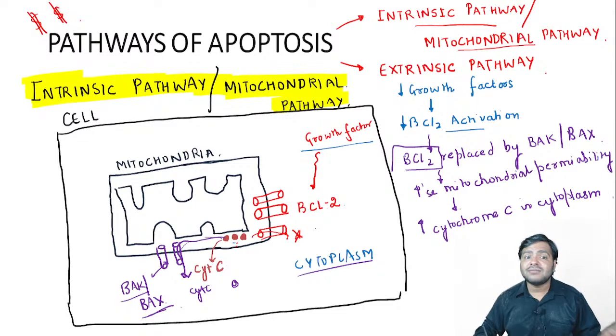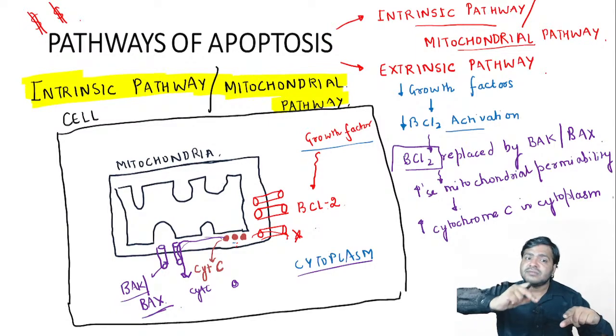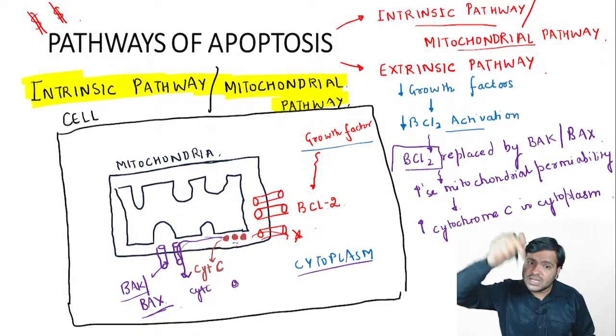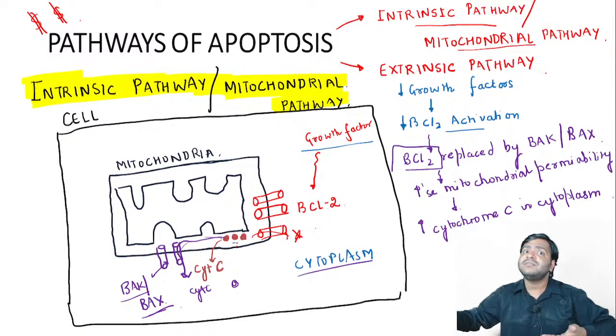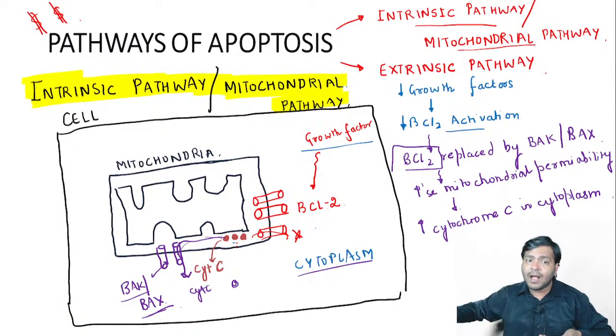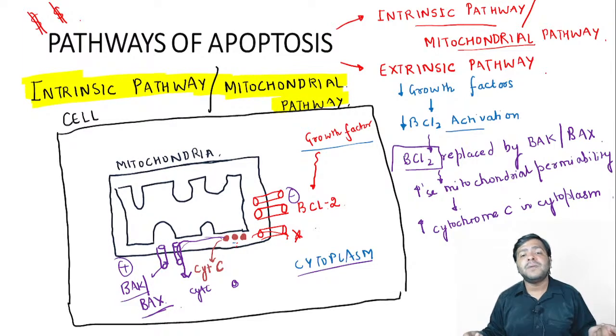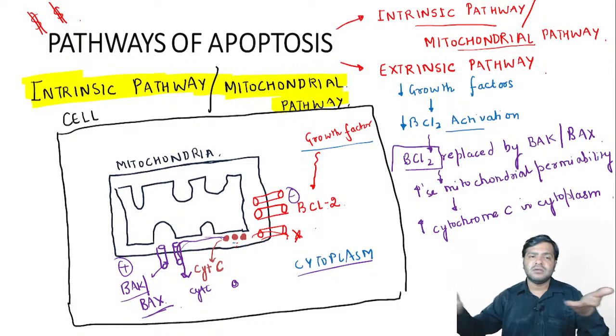The BAK and BAX will function, and they are basically increasing the mitochondrial permeability. They will allow the cytochrome C to leak into the cytoplasm. They are paving the way for cytochrome C to come out, which was inhibited by BCL2. BCL2 inhibit कर रहा था, बैक और बैक्स उसको प्रमोट कर रहा है. बैक और बैक्स क्यों बढ़ गए? क्योंकि BCL2 का काम कम हो गया, तो BAK and BAX ultimately took up their function.